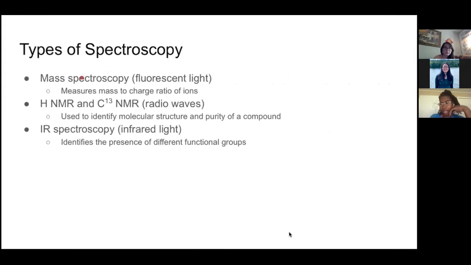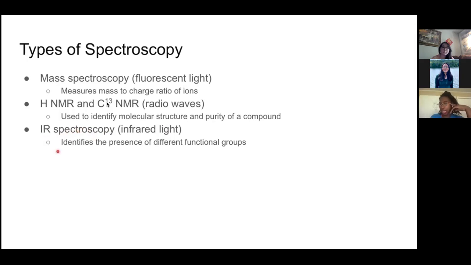Alrighty, so here are a couple of types of spectroscopy that you will be discussing in 3570. The first one up here is mass spectroscopy, which uses fluorescent light. It measures the mass to charge ratio of ions. Next, we have HNMR and C13 NMR, which use radio waves, and they're used to identify molecular structure and the purity of a compound.